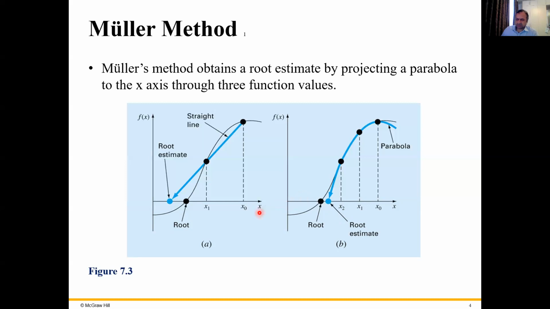So is the difference clear between the secant method and the Muller method? Yes. In the secant method, we use the straight line approximation. In the Muller method, we use the parabolic approximation. In the secant method, we need 2 points, and then we estimate the third point. In the Muller method, we need 3 points, and then we estimate the fourth point. So this is the basic difference.